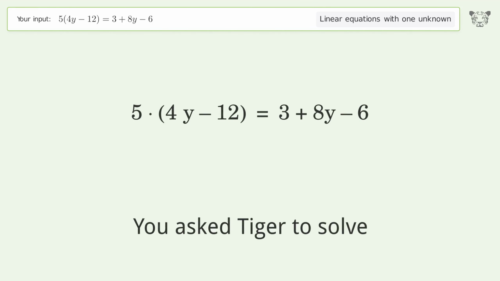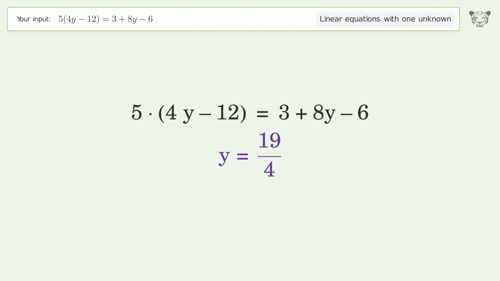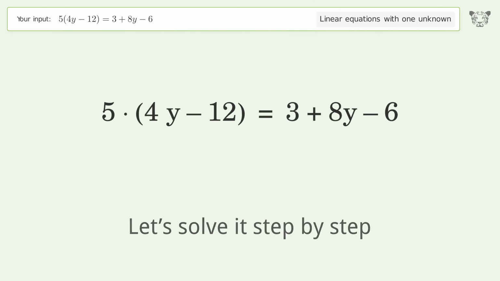You ask Tiger to solve this. This deals with linear equations with one unknown. The final result is y equals 19/4. Let's solve it step by step.